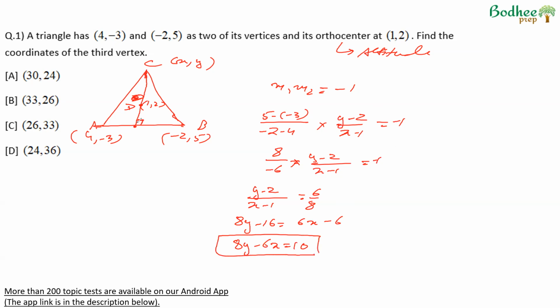By simply finding out the slope of CD and knowing that this point lies on CD, we can find out the equation of the line, and from there the point x, y. So we'll put values of y and x here. If x is 30, y is 24. 8 4s are 32, and 6 into 30 ends in 0. The difference cannot be 10. 33 and 26, 8 6s are 48, 6 3s are 18. This is possible.